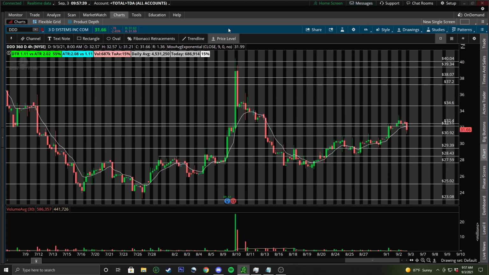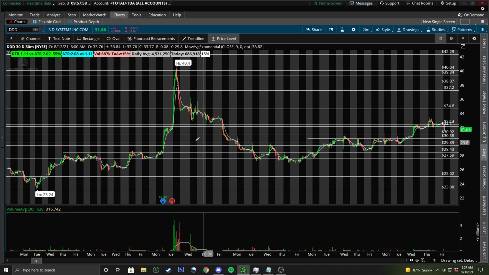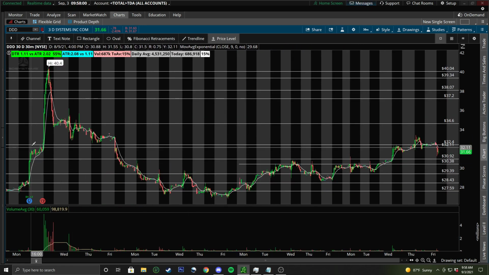Doesn't quite look like it. Very strong level of resistance right here at 30.38, I should say. Right here, as you can see, 1, 2, 3, 4, 5, 6 days in a row, price rejected that same resistance. We'll go back down to the 30-minute, see if we can find anything else we want to mark.